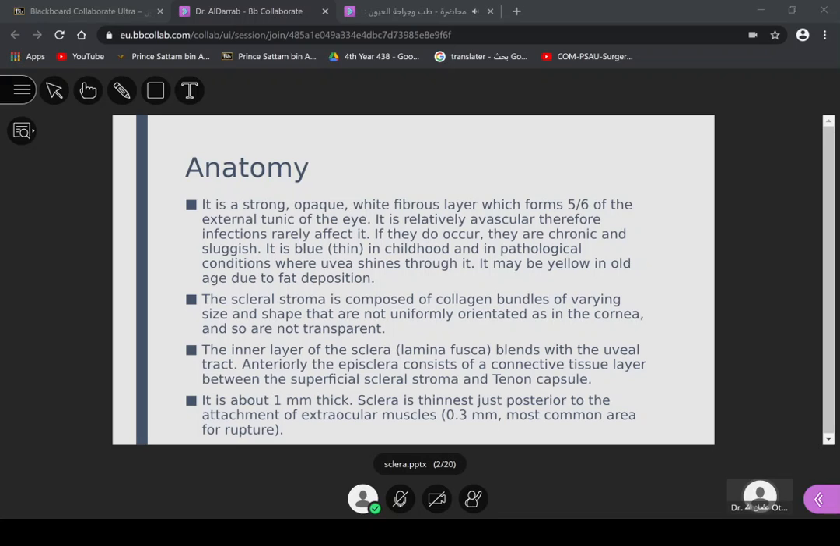It is blue, which means thin, in childhood. If the sclera is blue, it means that it's thin, in childhood and in pathological conditions where the uvea shines through it. It may be yellow.